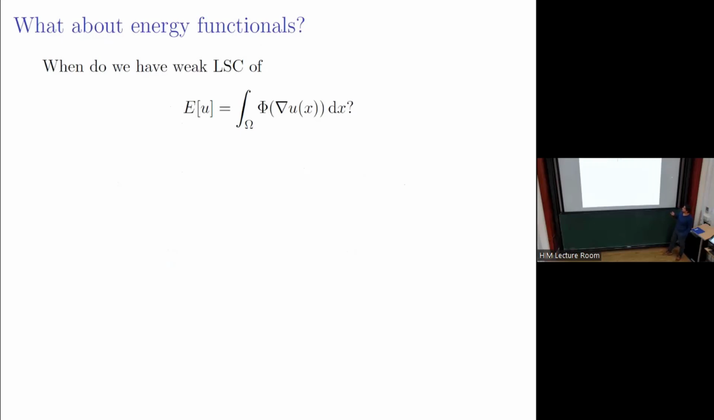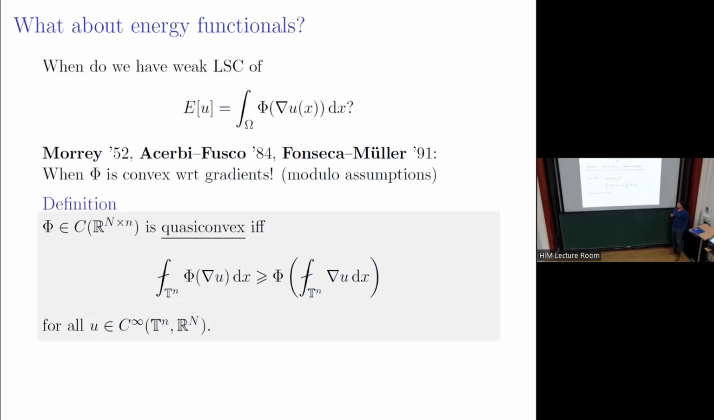Take a model for the Dirichlet energy, if you wish, where we take the energy assigned to a deformation U to be a function of the gradient. This is very well understood. When are these weakly lower semi-continuous on Sobolev spaces? The answer is definitely when you have convexity, but not only. In particular, it's true whenever you have convexity with respect to gradients. What do I mean by this? Let's read out the definition, because it's somehow important.